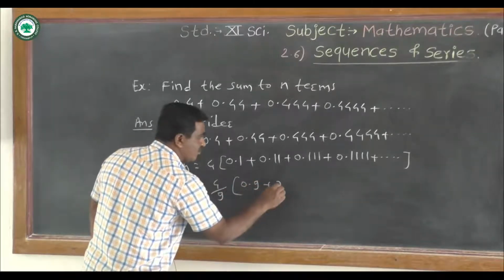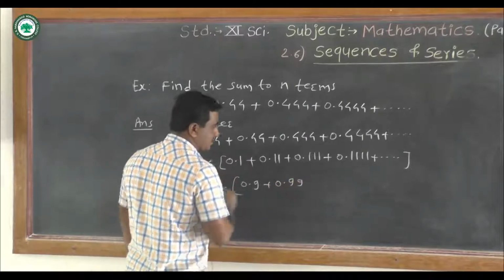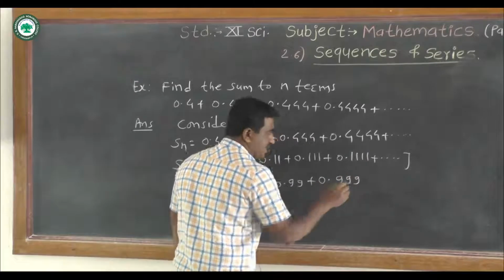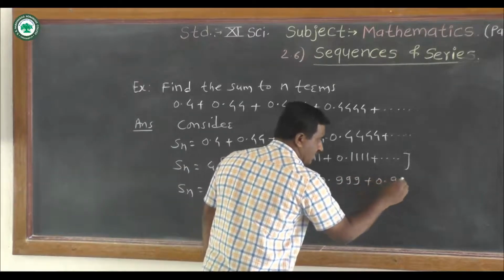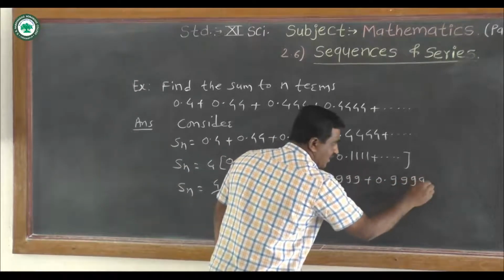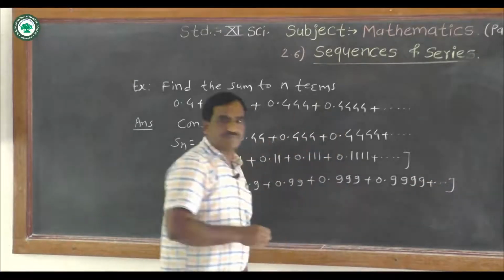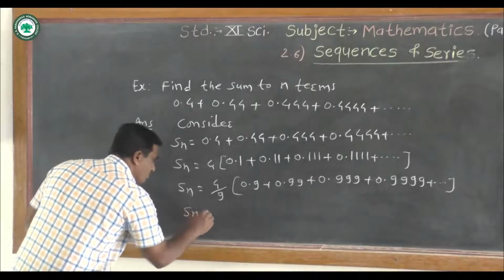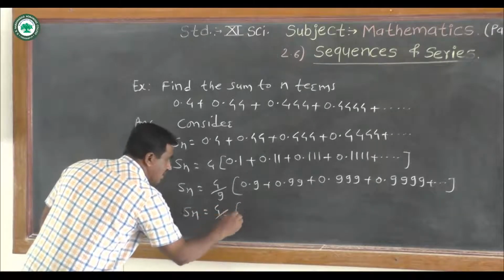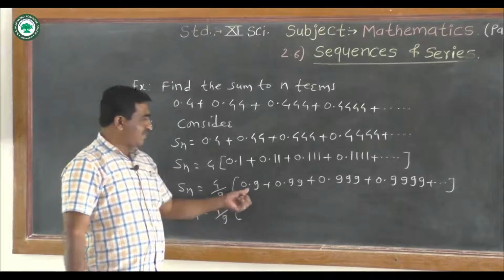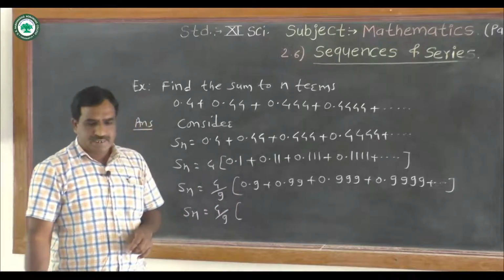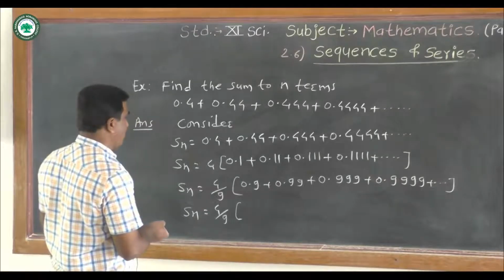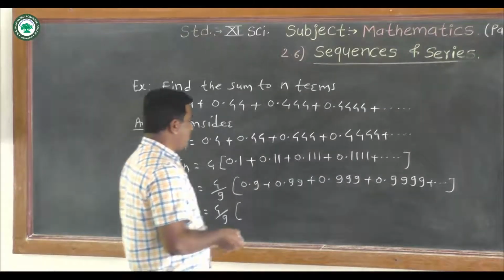0.9 plus 0.99 plus 0.999 plus 0.9999 plus so on up to n terms. Okay, now Sn is equal to 4 upon 9, and here this 0.9 can be written in the form 10 minus 1 minus 0.1. 1 minus 0.1 means 0.9.